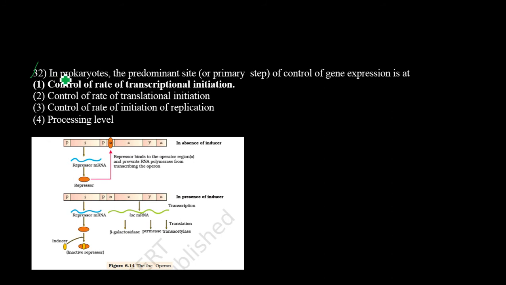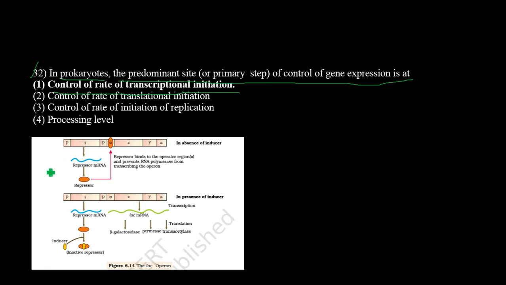Next, question number 32. In prokaryotes, the predominant site of control of gene expression is control of rate of transcriptional initiation. We can say the prokaryotic gene regulation mostly occurs at initiation of transcription. Example for that is lac operon.